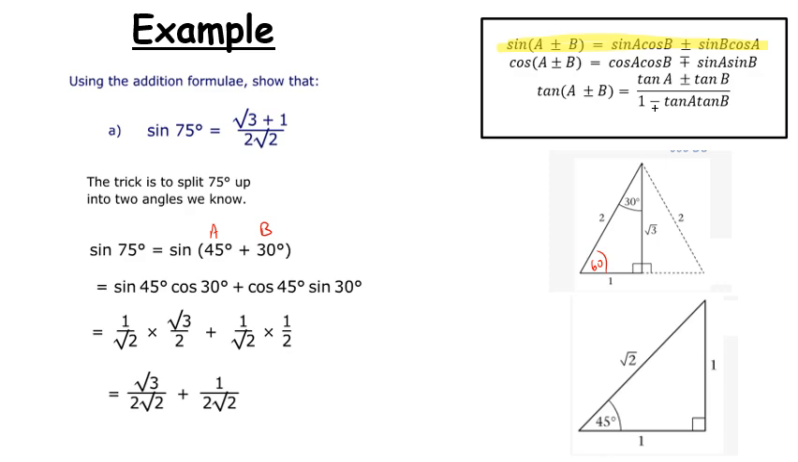Remember that when you times two fractions, you just times the tops and times the bottoms. So we end up with these two fractions. And because they've got a common denominator, we can write this as one big fraction with that common denominator on the bottom, and we can simply add the tops. So we've proved what they asked us to prove in the question. We've got root 3 plus 1 over 2 root 2.